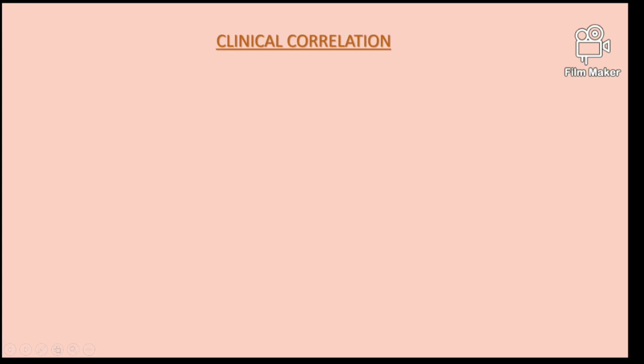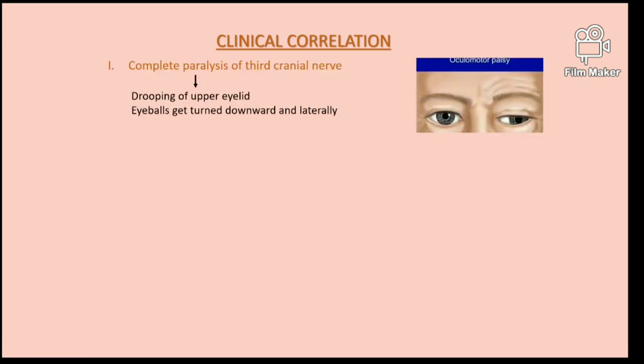So guys, we are winding up this session by discussing clinical correlation of the nerve. The complete or total paralysis of the oculomotor nerve causes drooping of the upper eyelid. And eyeball gets turned downwards and laterally, as shown in the figure. Damage to the parasympathetic nervous system fibers causes dilatation of the pupil and pupil becomes fixed to light.